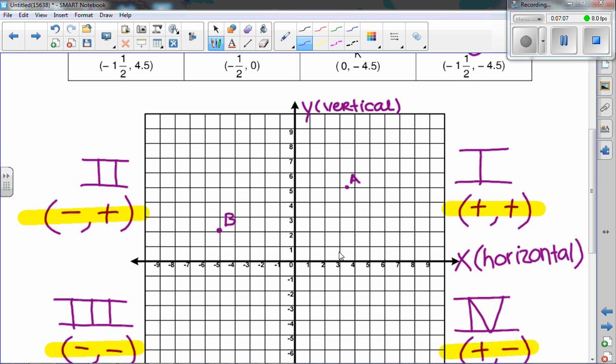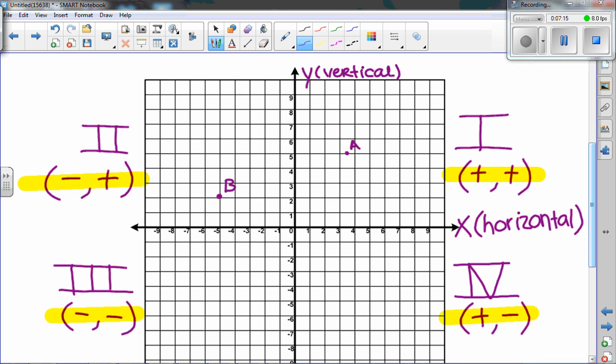Okay, the next one is C. C is +2, -5. From the origin, you want to go right 2, 1, 2, and then from there down 5. 1, 2, 3, 4, and 5, and put a point there and label that C. That is point C.